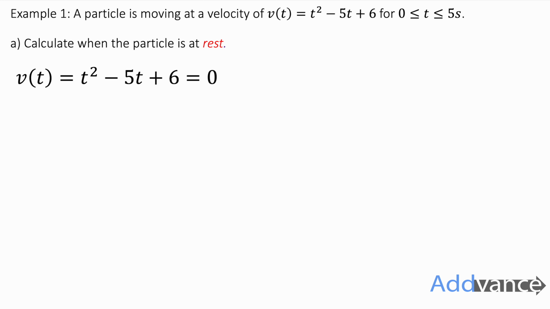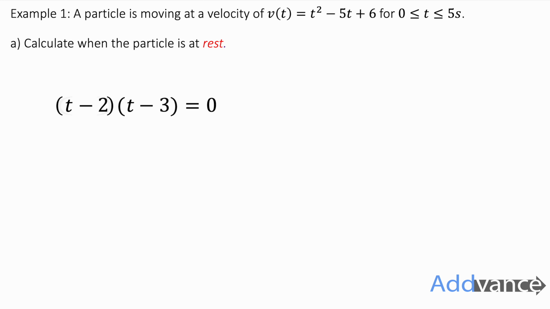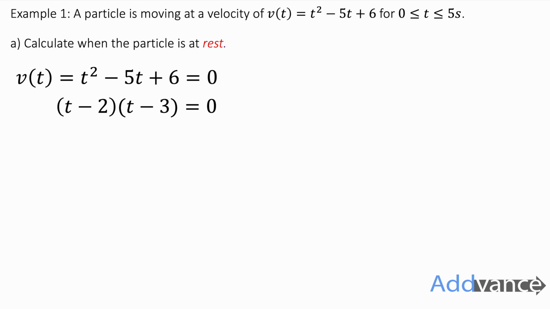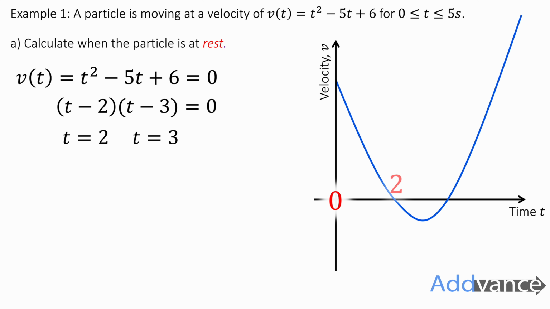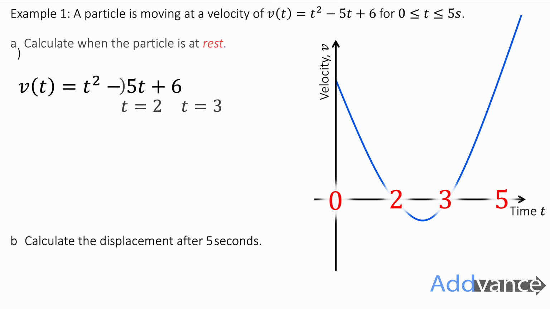And this is a quadratic, so we'll solve it really easily by factorising. We get t minus 2 times t minus 3, and that means that t is equal to 2 or t is equal to 3. We solved it by factorising, and therefore the particle is at rest at 2 seconds and 3 seconds. On a graph it looks like this, and we know it's a quadratic because it's a t squared graph, so it will have a U shape and it will look something like this. That's part A, we know when it's at rest.